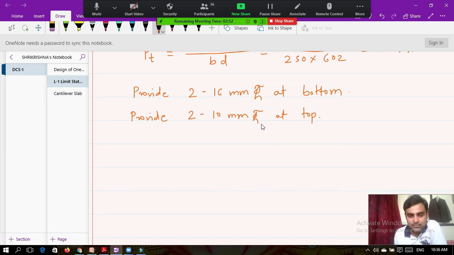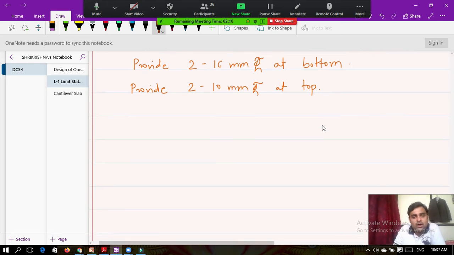Okay, and now, because in real life there is no structure which is simply supported, even though you assume that this beam is simply supported and you have calculated the bending moment as WL square by 8, still some bending moment will be generated at the end also. So to resist that bending moment we are providing the steel at top also. So these are throughout bars, 2 bars of 10 mm diameter.